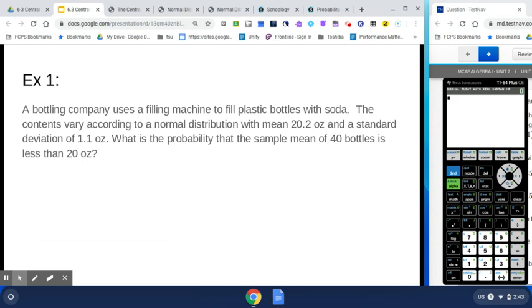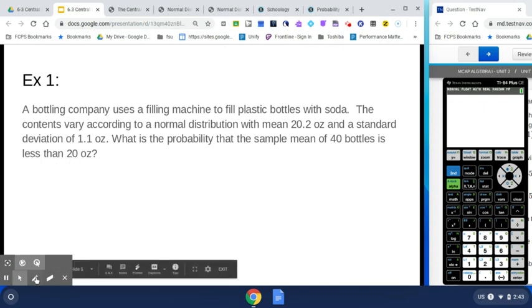Here's the first example that we're going to take a look at together. A bottling company uses a filling machine to fill plastic bottles with soda. The contents vary according to a normal distribution with mean 20.2 ounces and a standard deviation of 1.1 ounce. What is the probability that the sample mean of 40 bottles is less than 20 ounces?